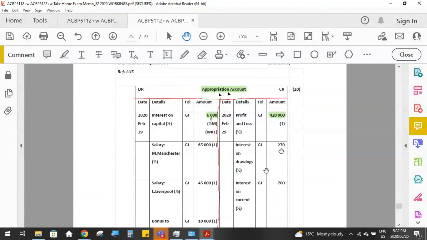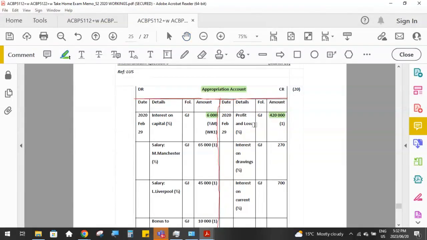The interest on capital goes to the debit side of the appropriations account because that is an expense for the partnership, because 6,000 Rand of the profit is being paid to the partners as interest on capital.